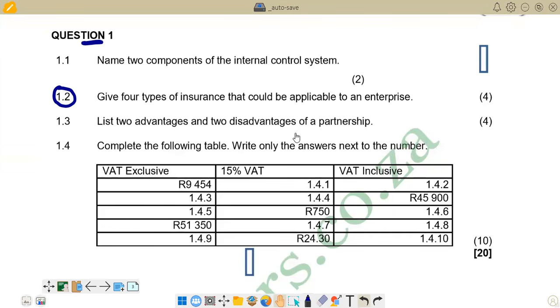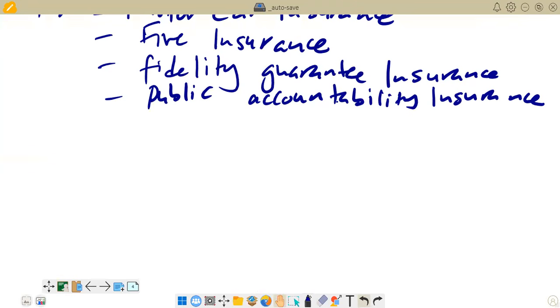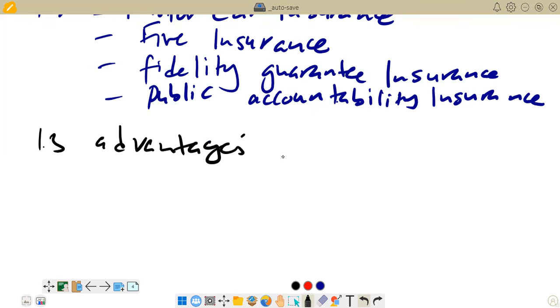Of course, there is a maximum number of partners that can be in that business, which is 20. So in terms of advantages and disadvantages, we can try to see what advantages we can deduce from a partnership. Let's start with the advantages of a partnership.